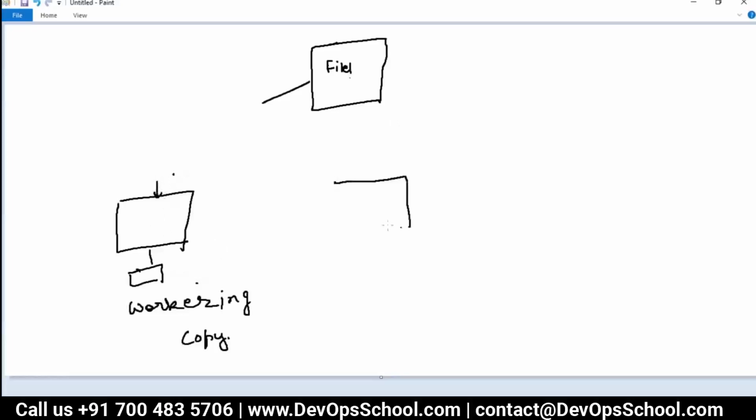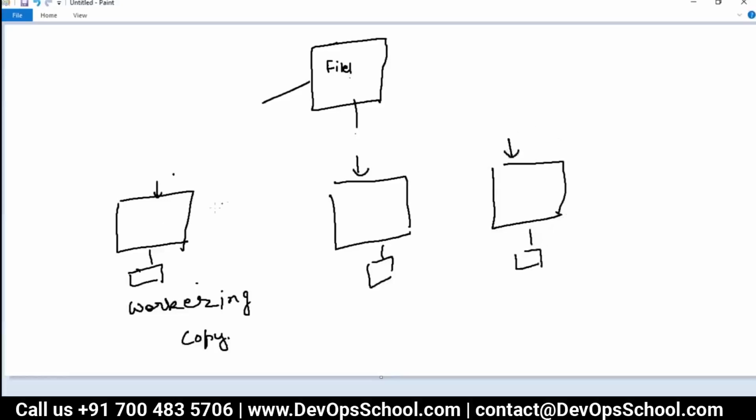In the same way, there is another developer who can have the same file downloaded here. Similarly, there is another developer working on the same project, and he also has the same file. So here we have file 1, here also file 1, file 1. In the central repository case, say this is developer 1, this is developer 2, and this is developer 3.